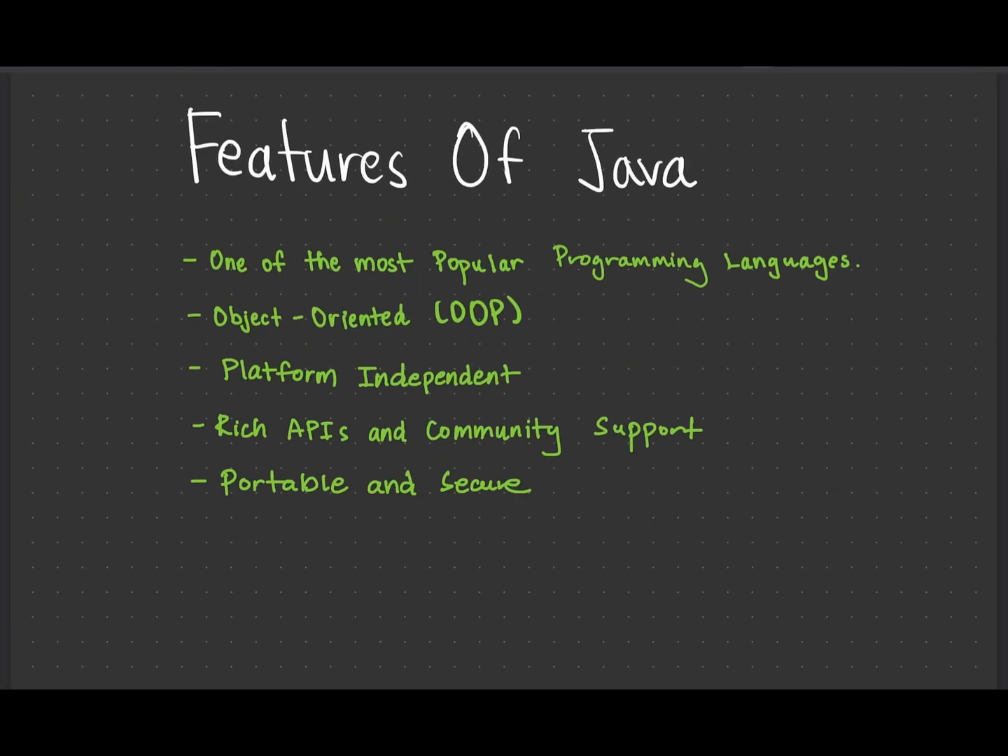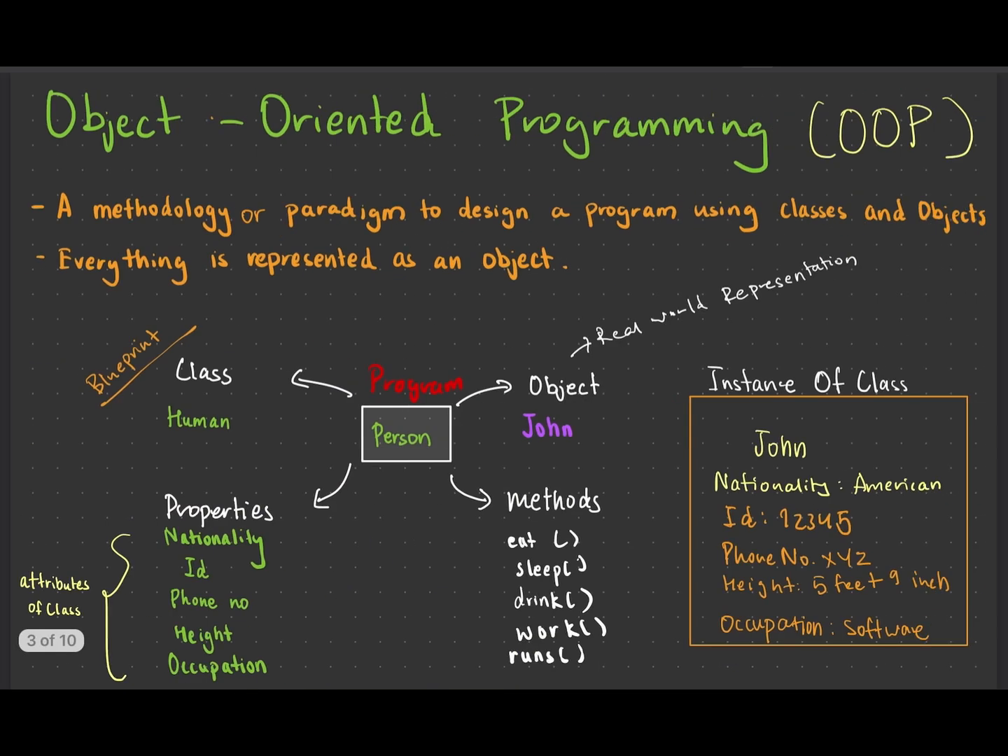Features of Java. Java is one of the most popular programming languages. It is an object-oriented programming language. It is platform-independent. It has rich APIs and community support, as well as it is portable and secure. So, what is object-oriented programming?